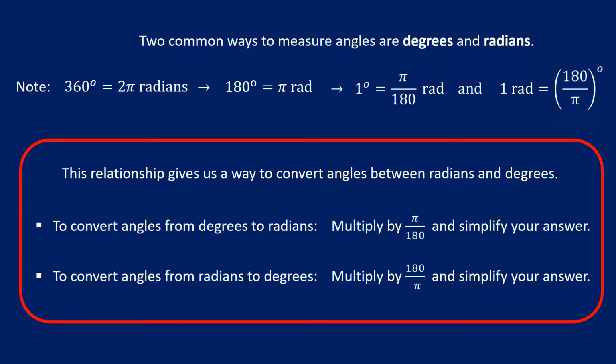So if we're going to convert from degrees to radians, we want to multiply by pi over 180 and simplify the answer. To go from radians to degrees, we're going to multiply by 180 over pi and simplify the answer.